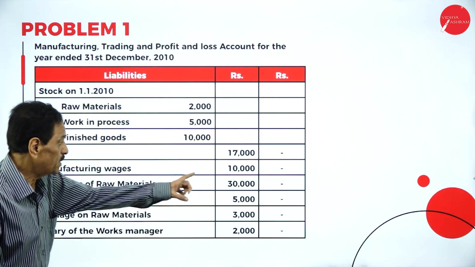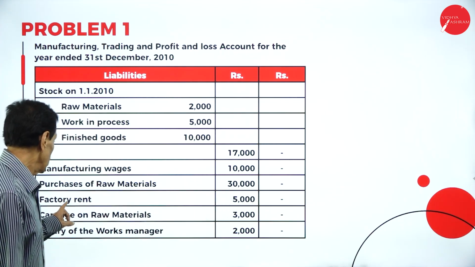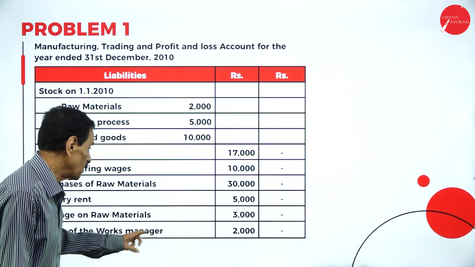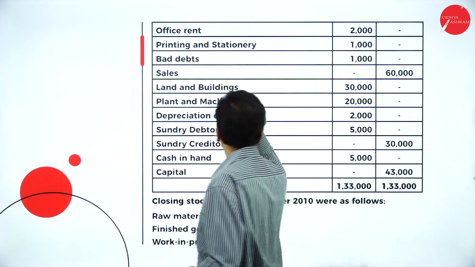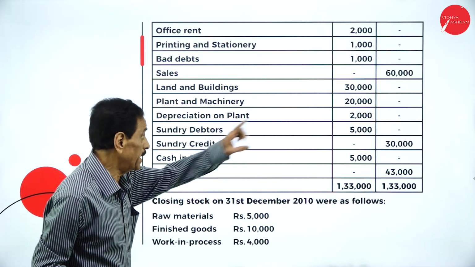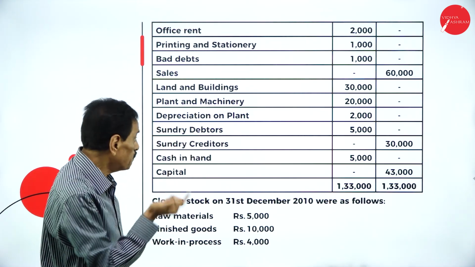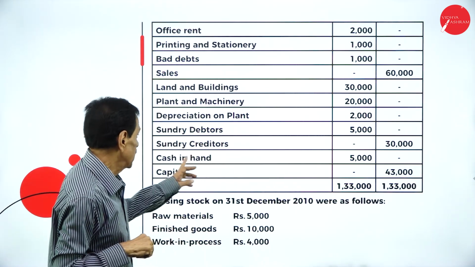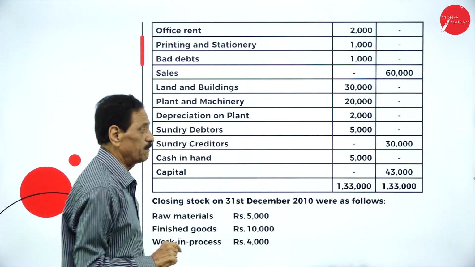Stock, opening stock of raw material, opening work in progress, opening finished goods, total it will come 17,000, manufacturing wages 10,000, purchase of raw material 30,000, factory rent 5,000, carriage on raw material 3,000, salary of the works manager 2,000. Office rent goes to office, printing and stationery goes to office, bad debt goes to office, sales goes to trading account. Land and building is an asset, machinery is an asset, depreciation on plant will come in manufacturing account, debtor is an asset, creditor is a liability, cash in hand is an asset, capital goes to liability side of the balance sheet.